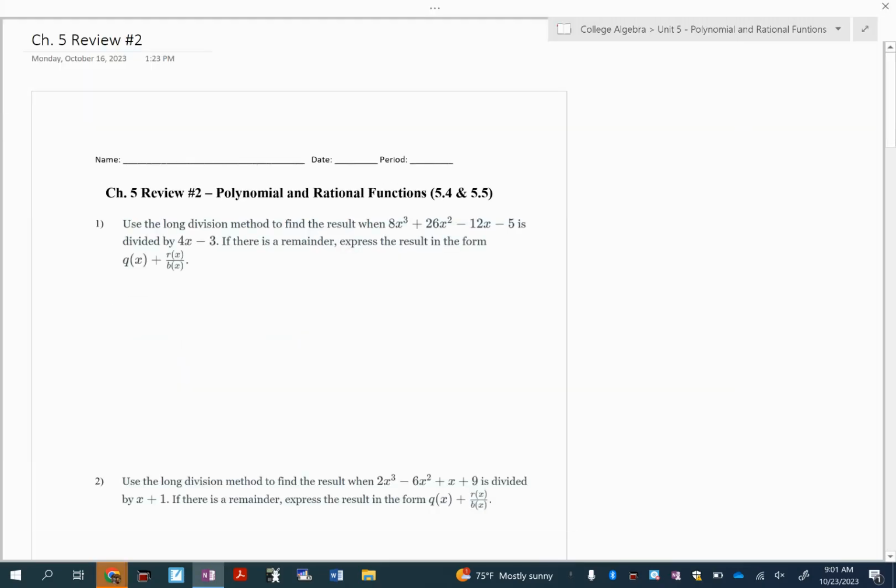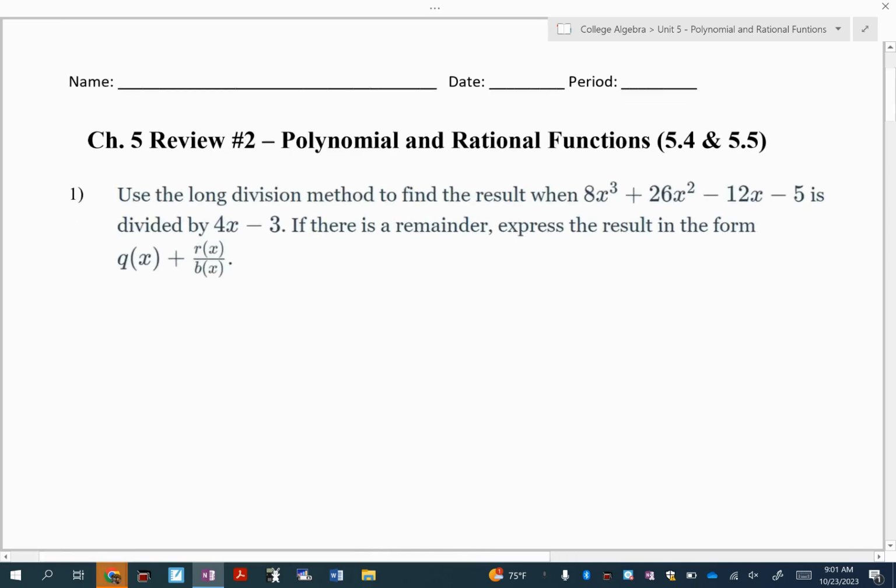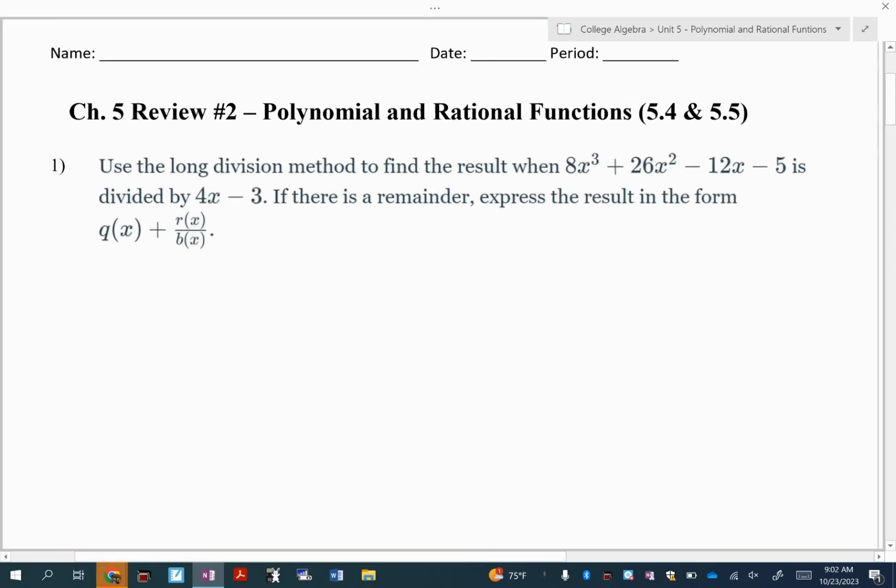Video, I'm going to go over our second chapter 5 review, and this will be focusing on the lessons from 5.4 and 5.5. So the first lesson with 5.4 was focused on polynomial division. So I'm going to start with some questions on long division and then move to the quicker version, synthetic division.